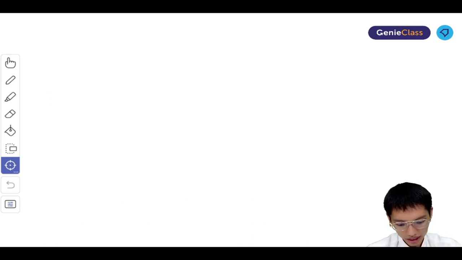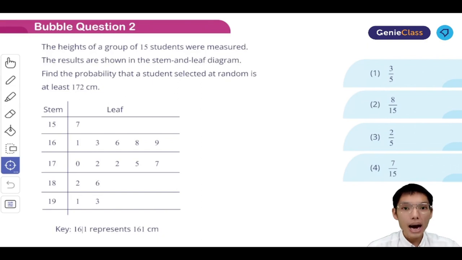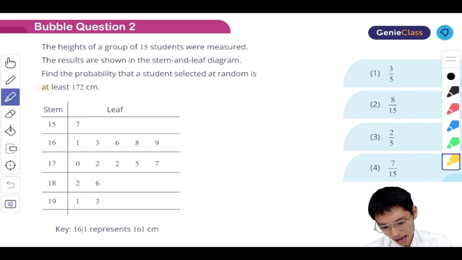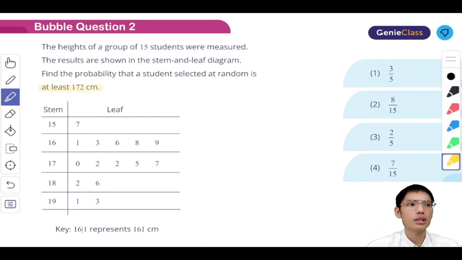Next one, another statistical diagram, but take note, look at it carefully. I'm looking for probability. Okay, key term over here: selected at random, at least 172 cm. All right, launching the bubble launcher, you have 1 minute. In 3, 2, 1, let's go.